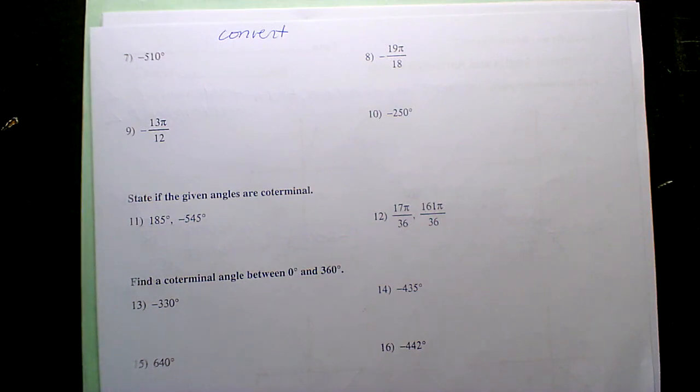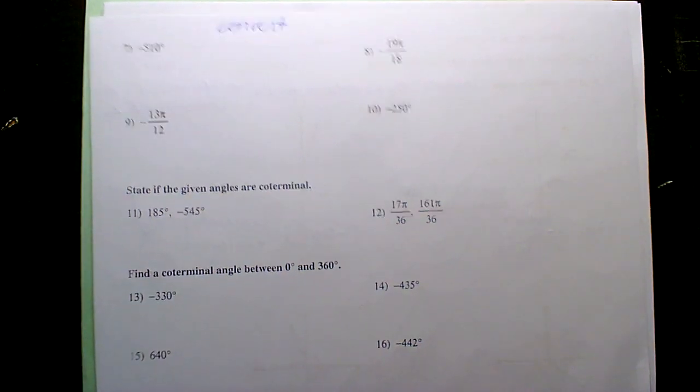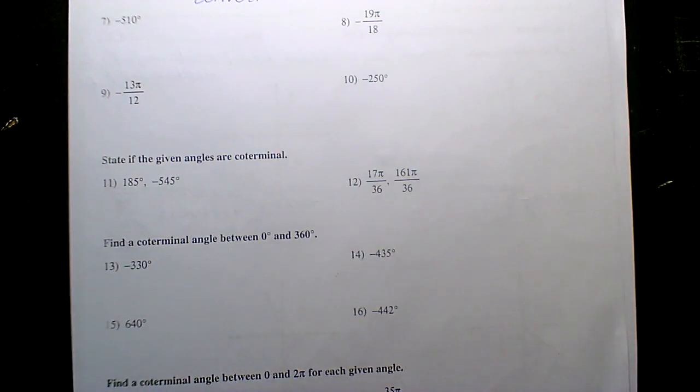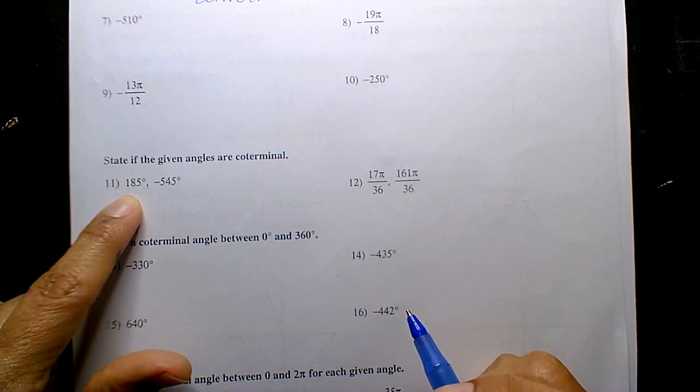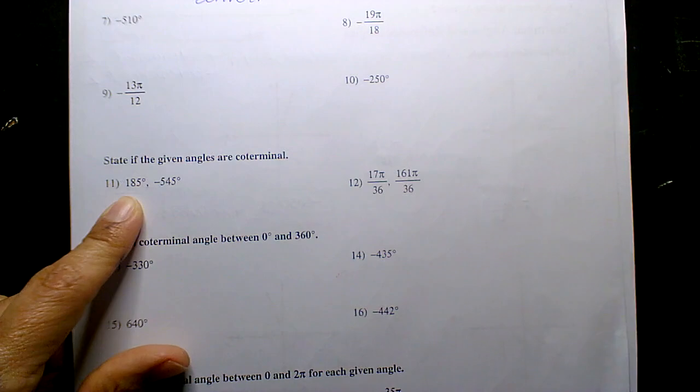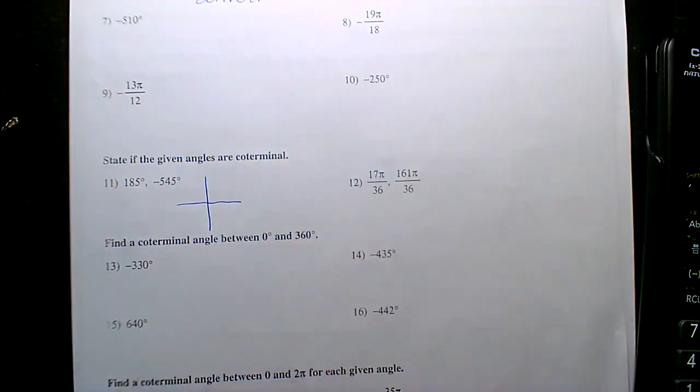So look, 70, 90, 10, just go ahead and convert it to radians or degrees, depending on what they're wanting to give you. Okay, look. State if the given angles are coterminal. Okay, so look, they're giving you 185 degrees, right? Okay, so 185 degrees.